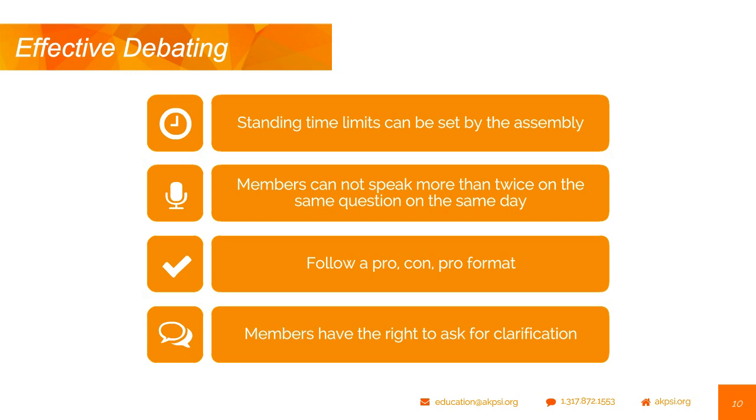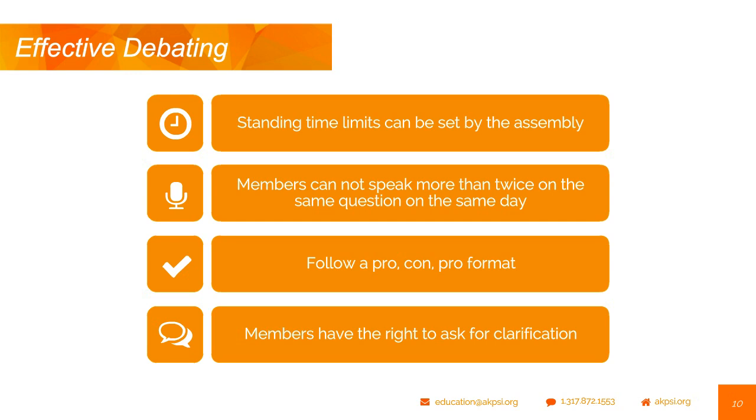Let's go over a few essential points that are common mistakes during chapter discussion. First, time. The assembly can set a standing time limit on all debates. For example, 5 minutes total per motion or 1 minute per person.